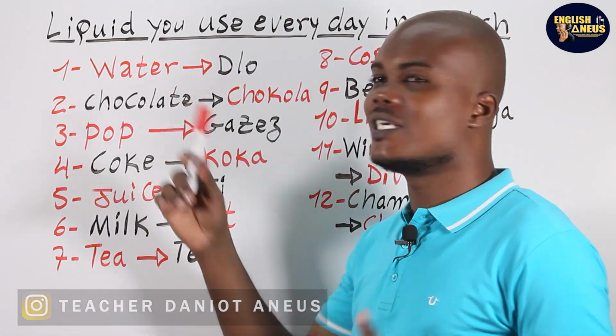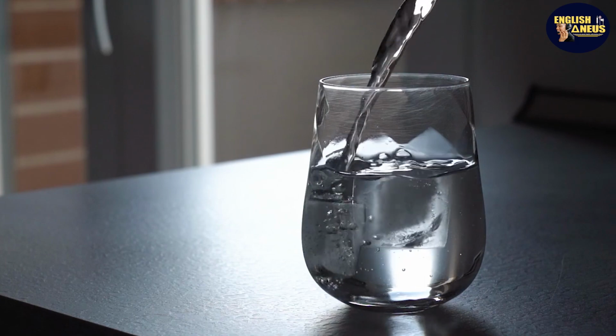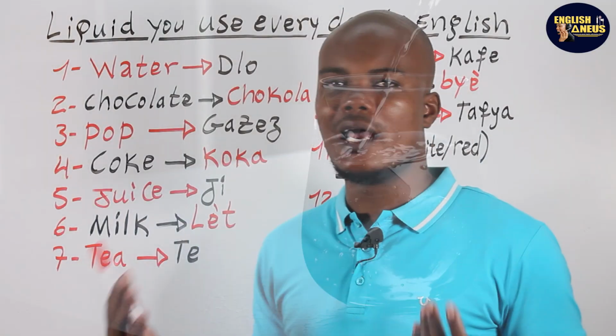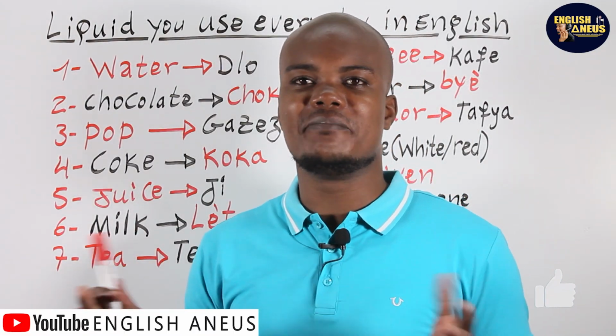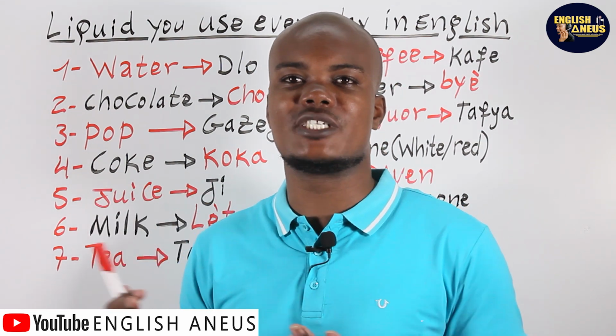Anyway, the first one is water. Water is a natural liquid people use to drink. You drink water, and I think everybody knows the human body has about 60 to 70% of water.